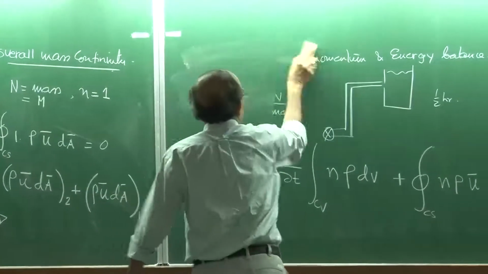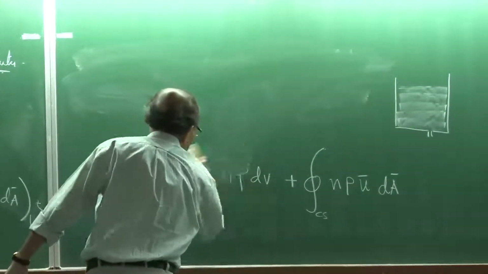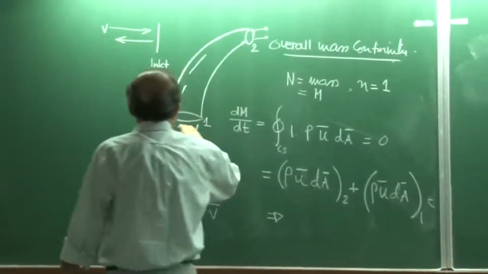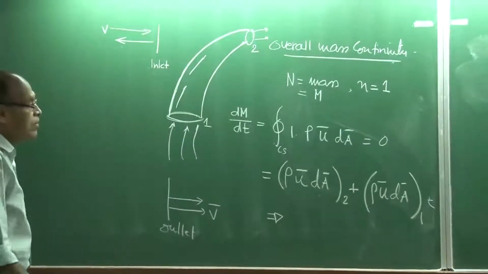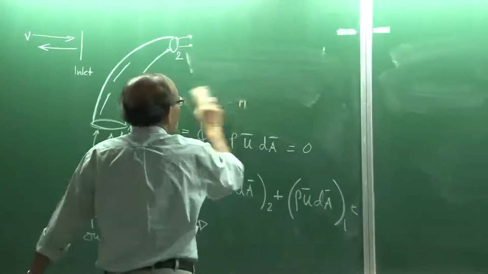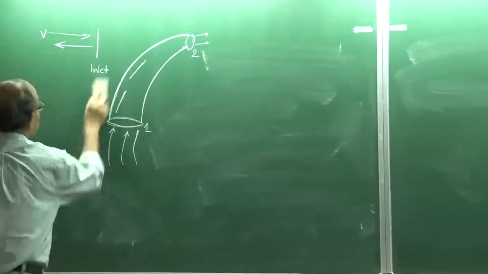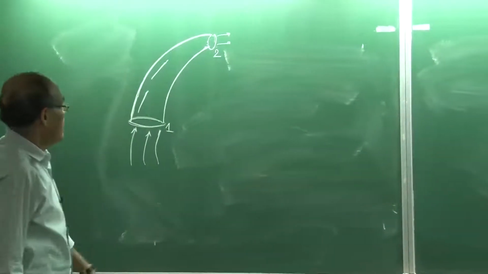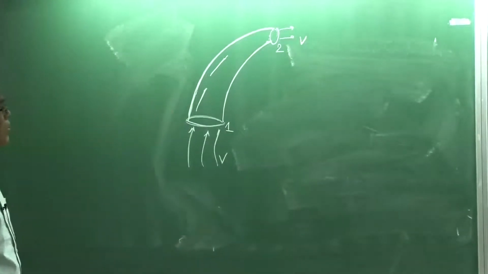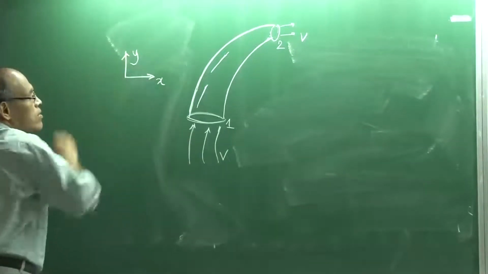Now, let us look at the momentum conservation. Macroscopic momentum conservation. Again, let us consider the same kind of scenario, 1 and 2. We will do momentum conservation, but let us keep the drawing the same. So, the velocity is coming in here, the velocity is going out here, and this is our coordinate system.